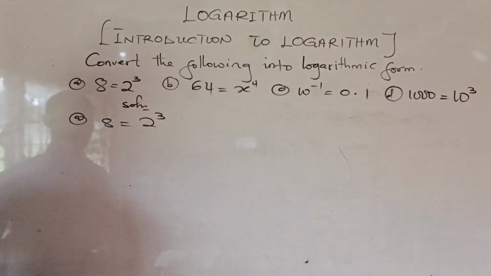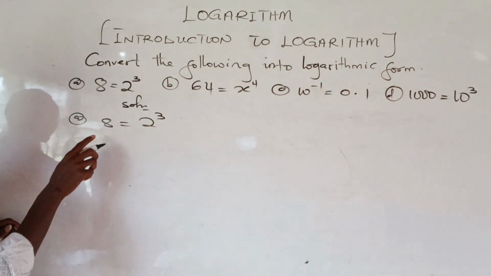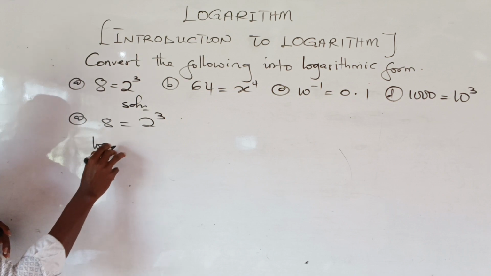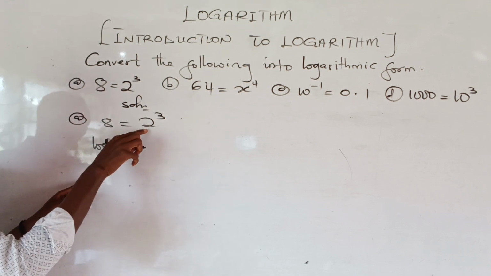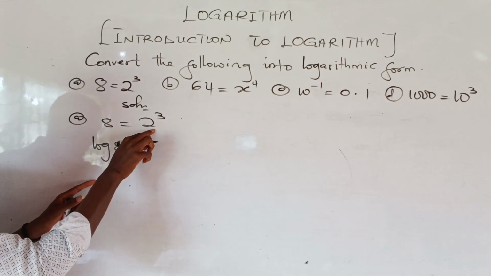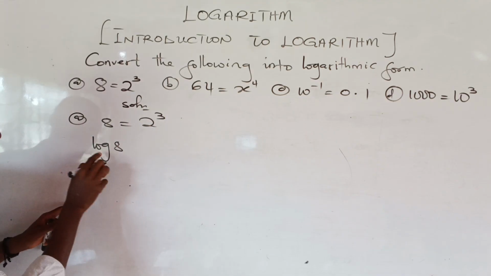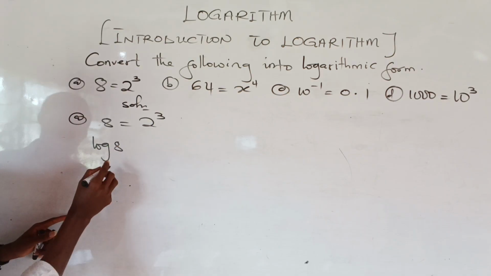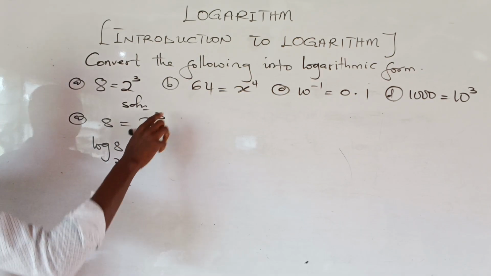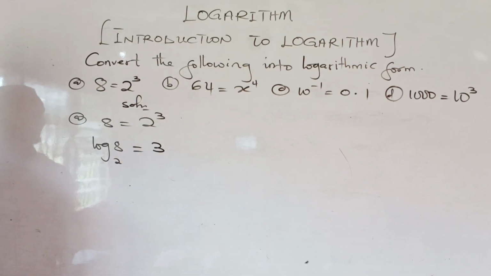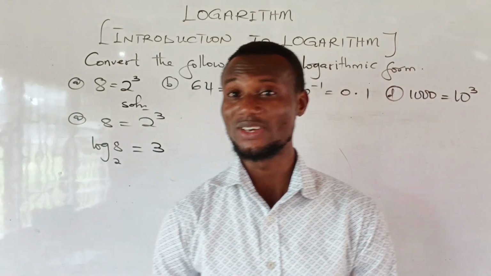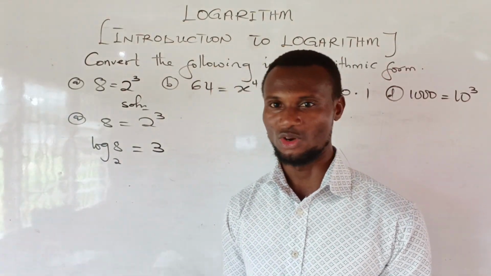Let's do it together. Now you are going to take the log of the 8 here. So I'm going to have the log of the 8. Then this 2 here will become a base to 8. So I'm going to have log 8 to the base 2 should be equal to the power which is here, so it will be equal to 3. And that is your final answer. As simple as that. That's all that you need to do to introduce your log.